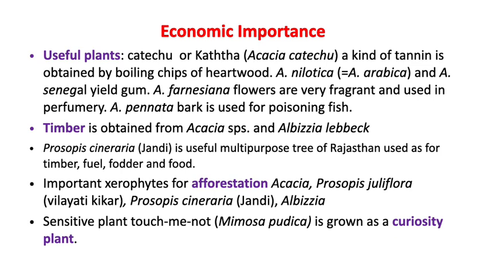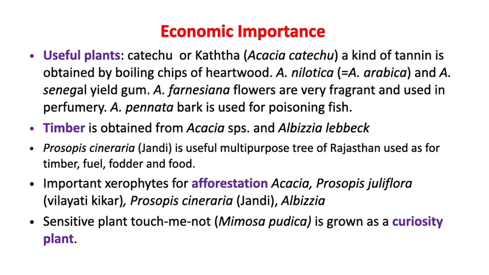Timber is obtained from Acacia species and Albizzia lebbeck. Prosopis cineraria, Jandi, is a useful multi-purpose tree of Rajasthan. It is used for timber, fuel, fodder, and food. Important xerophytes for afforestation are found in this subfamily like Acacia, Prosopis juliflora, which is called Vilayati kikar, Prosopis cineraria, Jandi, and Albizzia. They are all xerophytic plants and they sustain in xerophytic environments.